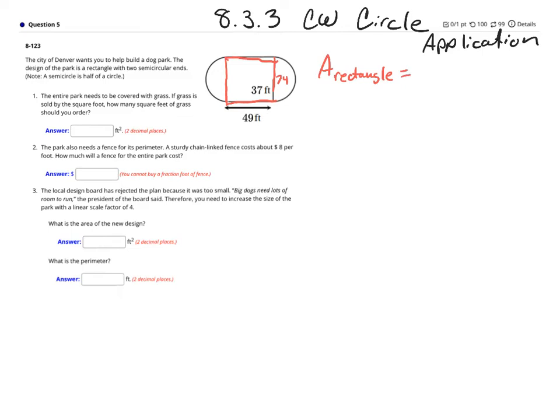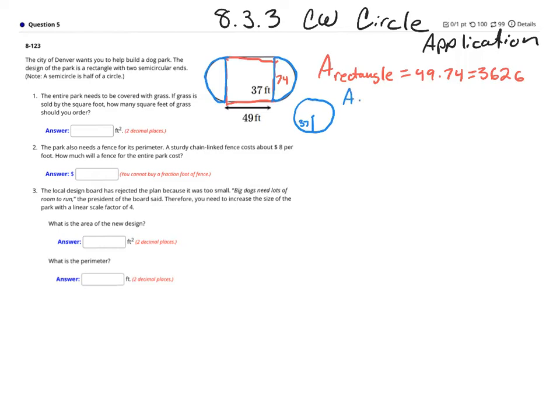So to find the area of the rectangle, all I'm going to do is take 49 times 74, and that's going to give me 3,626. Next, I need to find the area of the circle. Well, I have a half a circle over here and a half a circle over here. If I put those together, that's just going to be one complete circle that has a radius of 37.